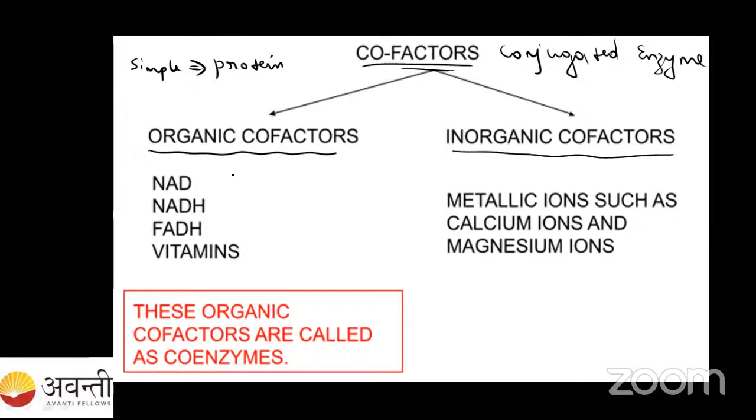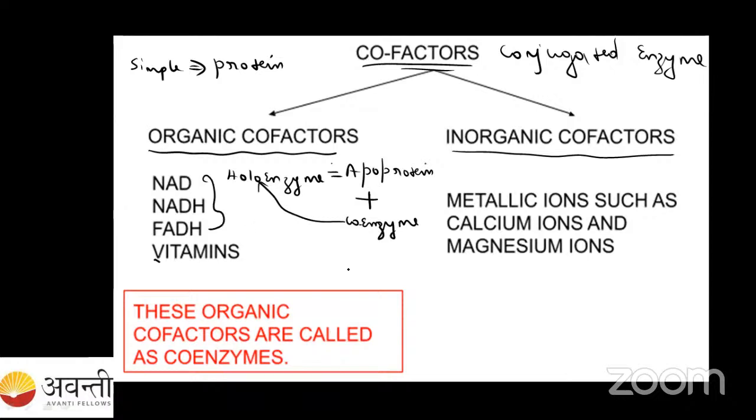Here you have to remember the holoenzyme. What do you mean by holoenzyme? Complete enzyme, right? Holo means complete. In the holoenzyme there is the protein part, the apoprotein, plus the coenzyme. What do you mean by coenzyme? Coenzyme is made up of organic factors, and these organic factors are made up of vitamins. So the holoenzyme should contain the apoprotein plus coenzyme.